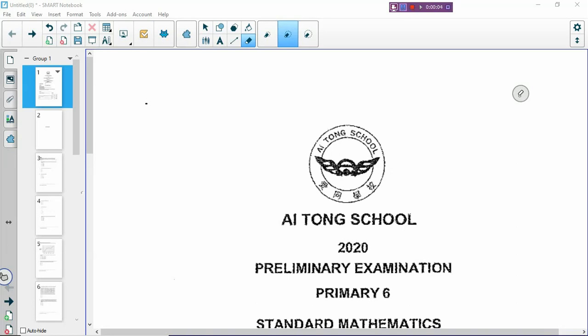Now today we are going to look at Tong School 2020 paper 1. So we are going to look at the concepts. Alright, we're going to revise the concepts on what your child has learned in P5, P6 and even P4.